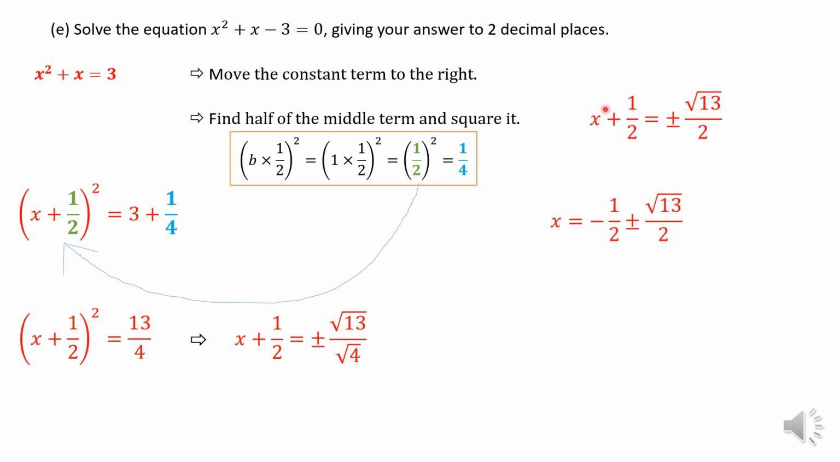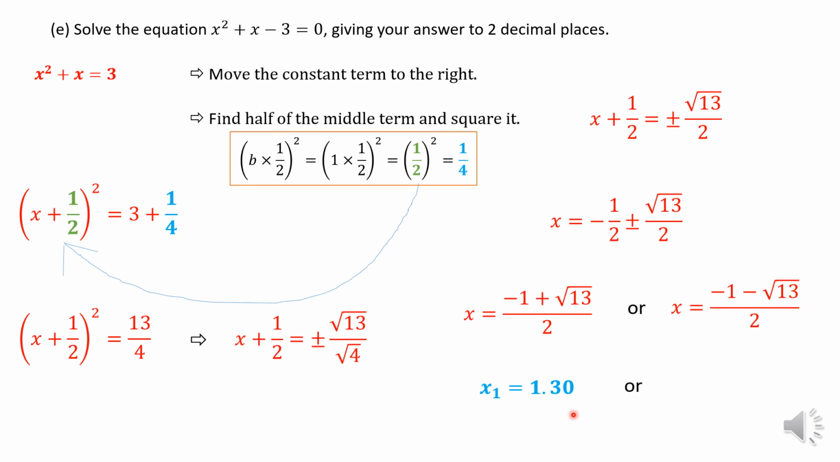So the next thing is to take this 1/2 and subtract it on both sides. All right, so that's going to give me one solution of -1/2 plus the square root of 13, over 2, or -1/2 minus the square root of 13, over 2. These are my answers in surd form, but they want us to give the answer to 2 decimal places. So one answer will be 1.30, or another answer will be -2.30. Of course, you can also use straightforward the quadratic equation formula. You should still arrive at the same solutions.